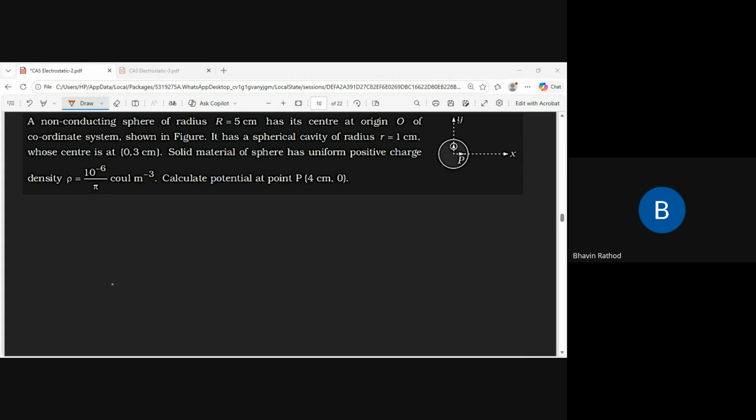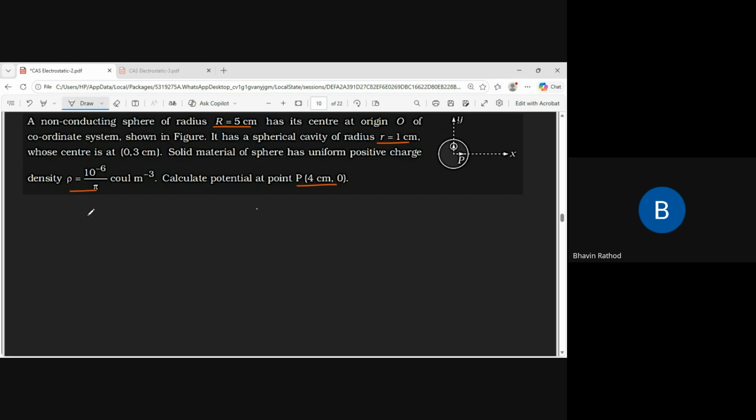Okay, let us see how we can solve this. Here we are given a solid sphere, which is uniformly charged, and this solid sphere has a cavity of radius 1 centimeter. We want to find out the potential because of this solid sphere at a point 4, comma 0. Now see that the radius of the sphere is 5 centimeter, meaning that point P is inside of the solid sphere. So that is the first thing we notice here.